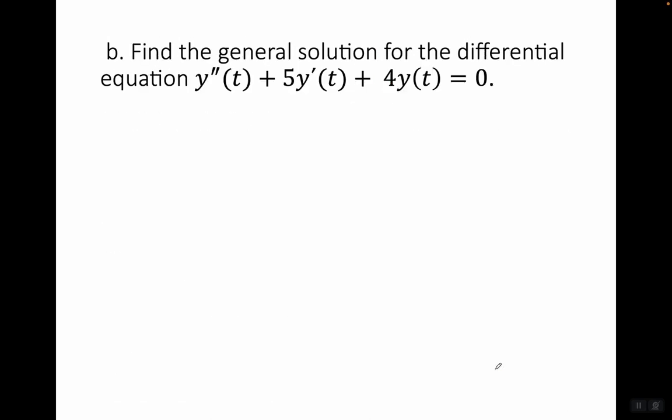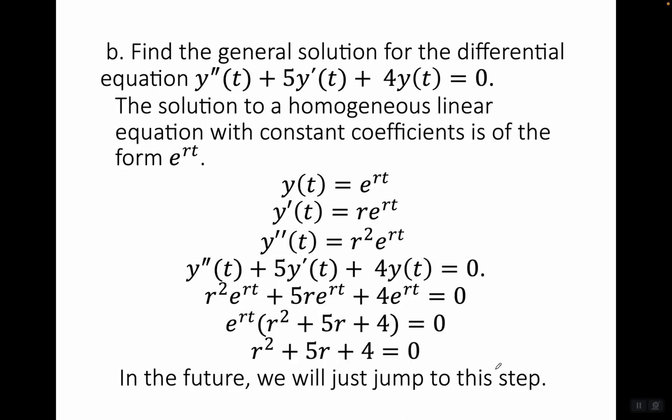That was my bad. Okay, find the general solution for the differential equation y double prime of t plus 5y prime of t plus 4y of t equals 0. We can do that. The solution to a homogeneous linear equation with constant coefficients is of the form e to the r t. So let's assume that y equals e to the r t, y prime is r e to the r t, and y double prime is r squared e to the r t. Let's just go ahead and plug these into the equation.